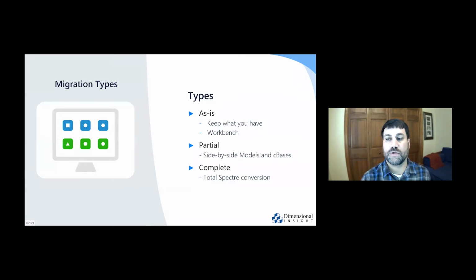Partial, where you would have some old environment models as well as converted CBases. This approach is an incremental approach, migrating on a project-by-project basis and eventually migrating everything to CBases. Complete would be a total Spectre conversion.